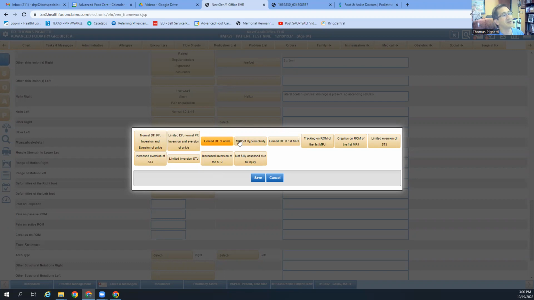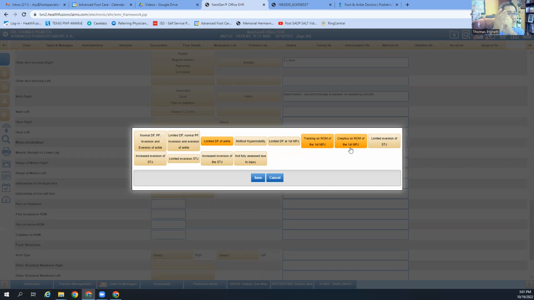Midfoot hypermobility, something that we see with bunions. Limited dorsiflexion at the first MPJ means that the toe doesn't move up much. That would be like with hallux limitus or arthritis in the big toe joint. Tracking on range of motion of the first MPJ is when we try to move the toe up, it tends to go like this instead of just up normally.